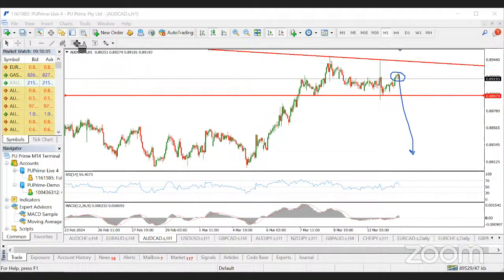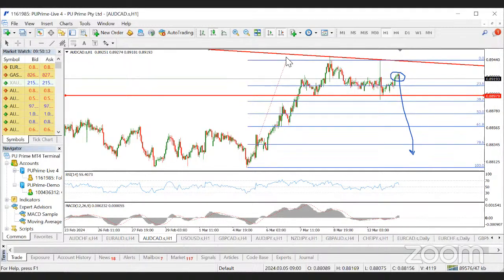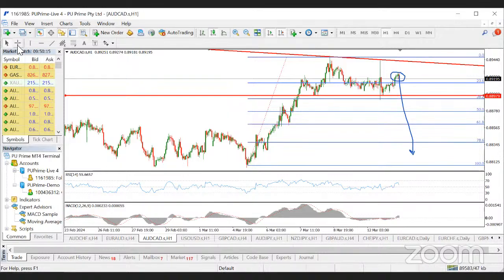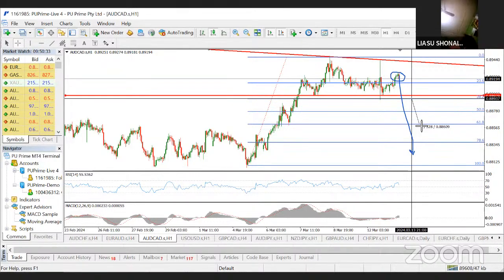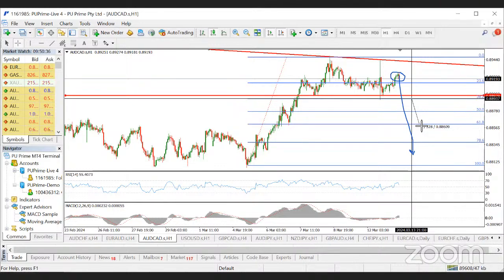And using your Fibonacci, you may even decide to use the sell stop order on Fibonacci 38.2. You can watch the video on my YouTube channel, how to do all that. So that, to Fibonacci 50, can give you about 16 pips, and to Fibonacci 61.8 can give you about 32 pips. So I hold a bearish outlook on AUD card.